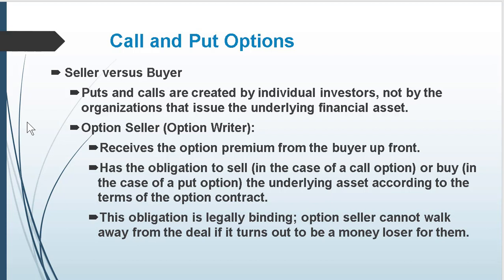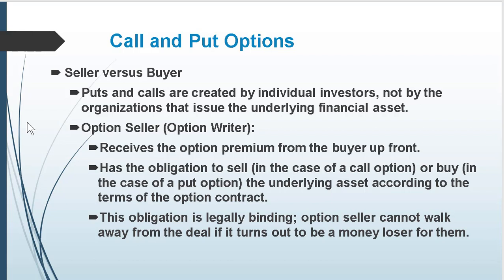Again, this obligation is legally binding. That is, the seller can't walk away from this deal if it turns out to be a loser. If you think about the betting proposition here, one of the challenges is that people could renege on the deal. They could say, nope, I've lost money, so I'm just not going to participate, or follow through with their part. Now, what happens is this actually goes through what's referred to as a clearinghouse.